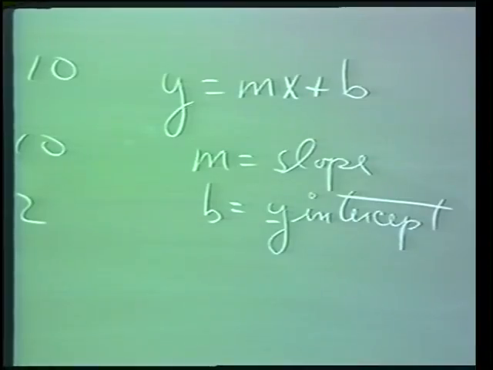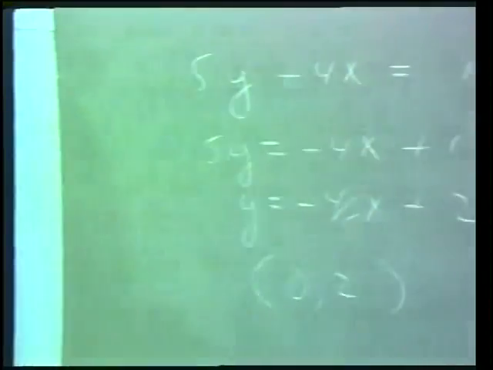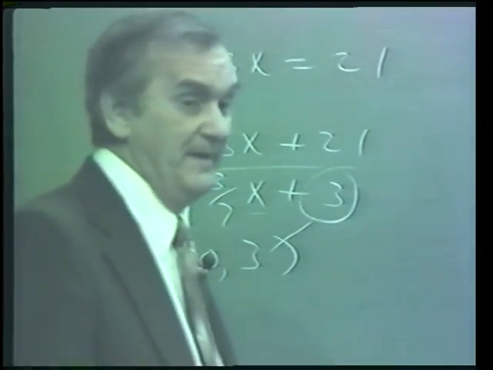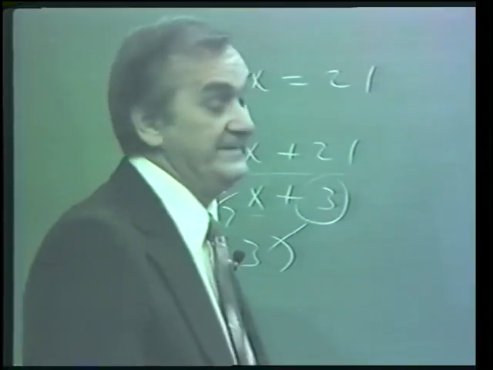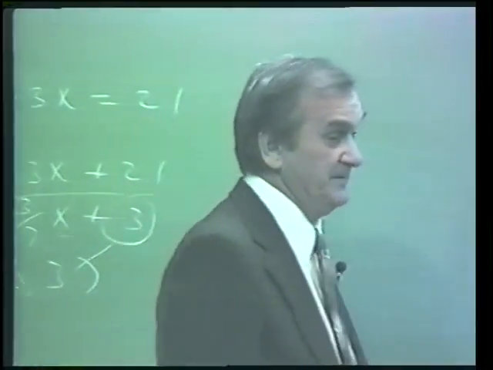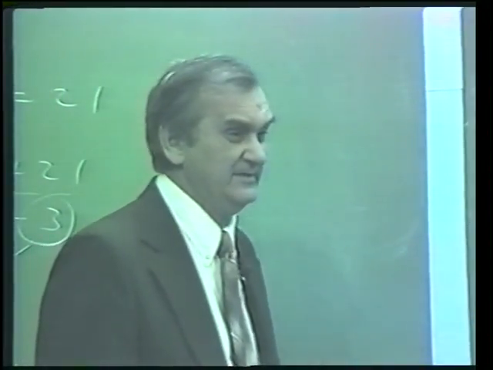And now we're ready for our third method of graphing a line. Remember, we had 2 methods. We had the 3-point method. We had the intercept method. What we're going to do now is use the slope-intercept method. This is usually the easiest of all 3.